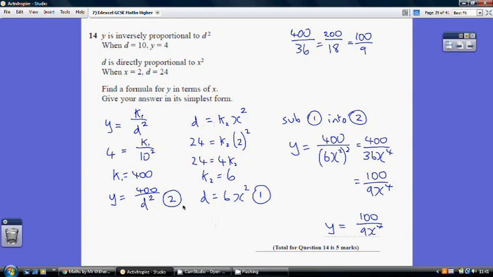So we've got 2 facts. We know y equals 400 over d squared, but d equals 6x squared. So let's go and substitute this 6x squared, being d, into here. So y is going to equal 400 over d, which is 6x squared, all squared. So looking at the denominator, 6x squared times 6x squared is 36x to the power of 4. Then simplifying the fraction, we can divide top and bottom by 4, giving us y equaling 100 over 9x to the power of 4.